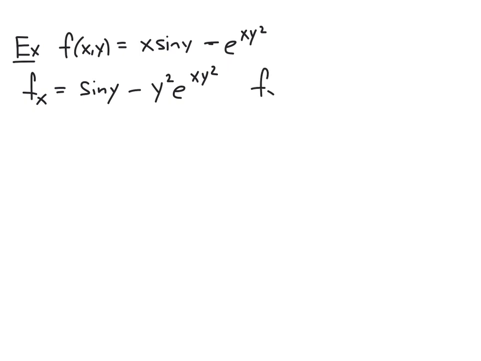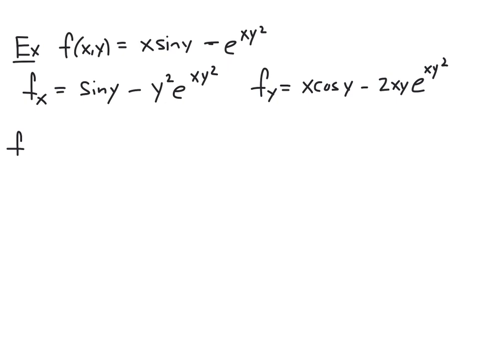Also, if we differentiate with respect to y, we're going to get x cosine y, since x is a constant there, minus 2xy, that's the derivative of the exponent xy squared, times e to the xy squared. And so these are our two first order partial derivatives. Now to find our second order, we're going to differentiate each of these with respect to each variable.